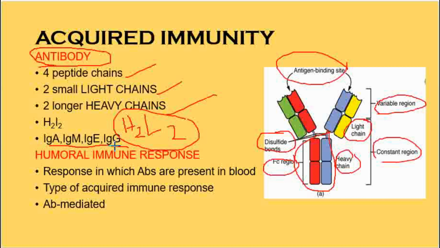And coming to humoral immune response, what is a humoral immune response? The response in which the antibodies are present in blood, that you call a humoral immune response. When you can find antibodies in blood, that is a humoral immune response, and it is a type of acquired immune response only, and it is antibody mediated.